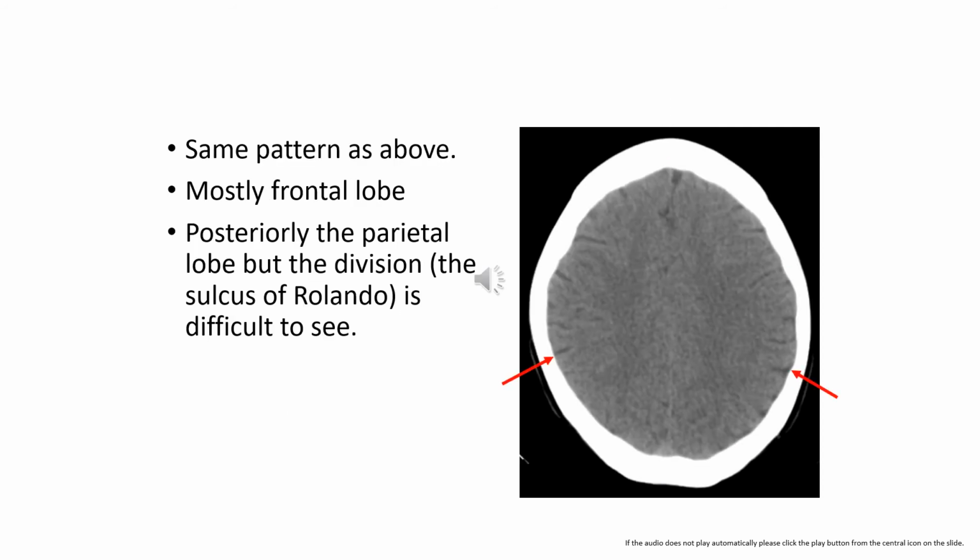On this slice, we have descended further into the frontal and parietal lobe. One of the things for me to point out here is that the dominant lobe seen here is the frontal lobe, and posteriorly is the parietal lobe, and dividing them, as we've seen before, is the central sulcus or the sulcus of Rolando. If you click, you'll see 2 arrows indicating the position of this.